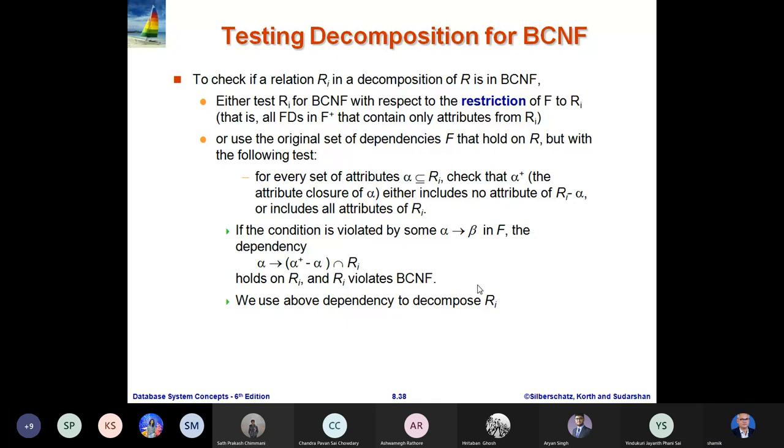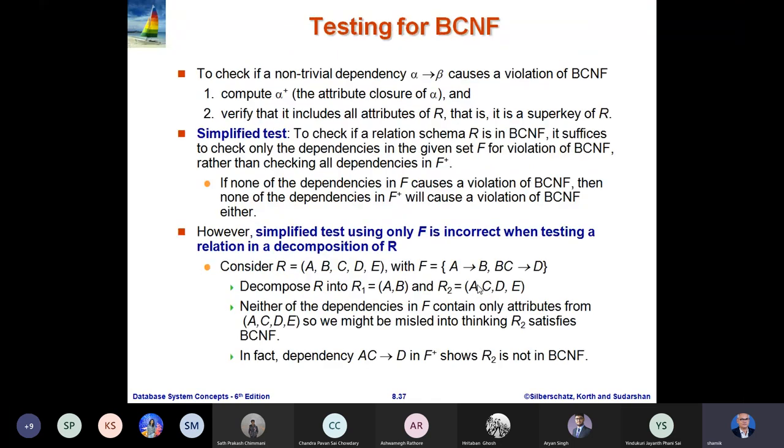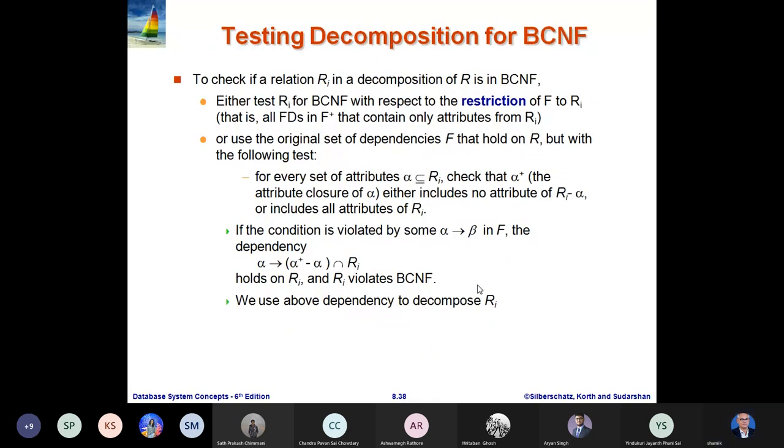So if this is violated for some alpha to beta in F, then the dependency alpha to alpha plus minus alpha, that means the attributes determined by alpha excluding alpha which are in that particular decomposition Ri, holds on Ri, and Ri violates BCNF. So we have determined which of the functional dependencies are violating the BCNF condition, and that is the one we will use for decomposing Ri. This is exactly what we did in this example. This is just a generalization of that.